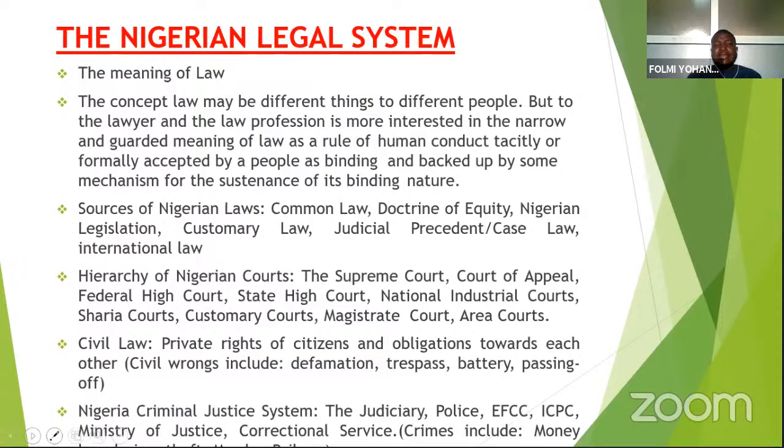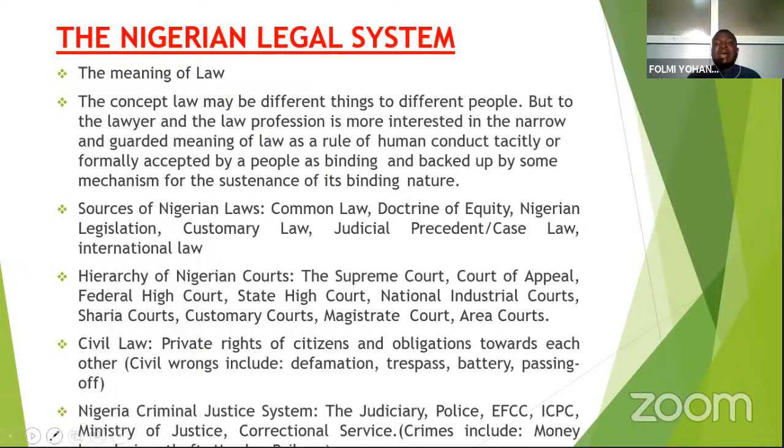So let's quickly look at the meaning of law. What is law? Definitely, there is no universal definition of law, but to a lawyer and the law profession, and for this course, we are more interested in the narrow and guarded meaning of law as a rule of human conduct that is tacitly or formally accepted by people as binding and backed up by some mechanism for sustenance of its binding nature. So one, it must be a rule to regulate human conduct.